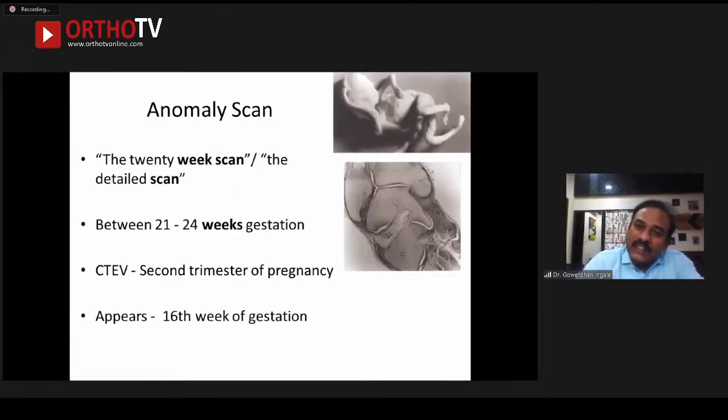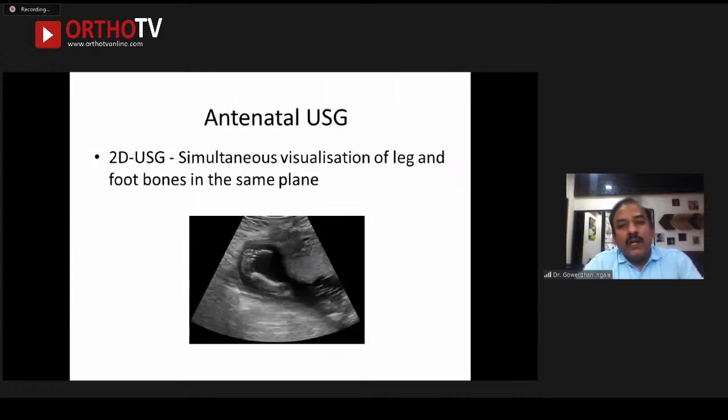So it's a 20-week scan. It is also called the detailed scan of the child, and should be done with a higher, more sophisticated sonography machine within 21 to 24 weeks of gestation. Clubfoot routinely starts developing in the second trimester of pregnancy, and it appears on USG at the 16th week of gestation. But routinely, if the anomaly scan is done between the 21st and 24th week, that is the best time.